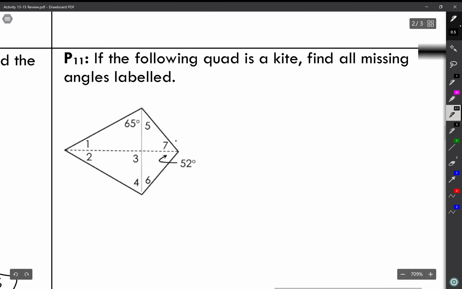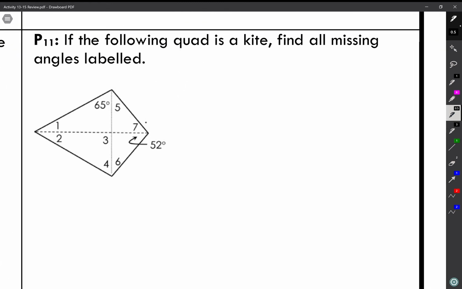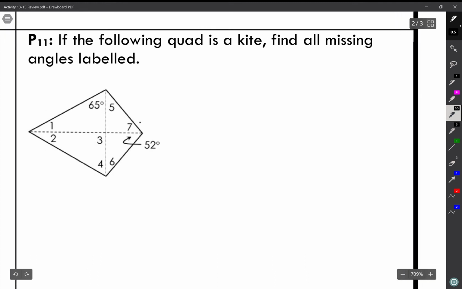Next, in the following quadrilateral, if the following quadrilateral is a kite, find all the missing angles labeled. Alright, so what you need to do is look at the properties of kites, okay? I'm looking at it on my key. So you could go ahead and do this as well.